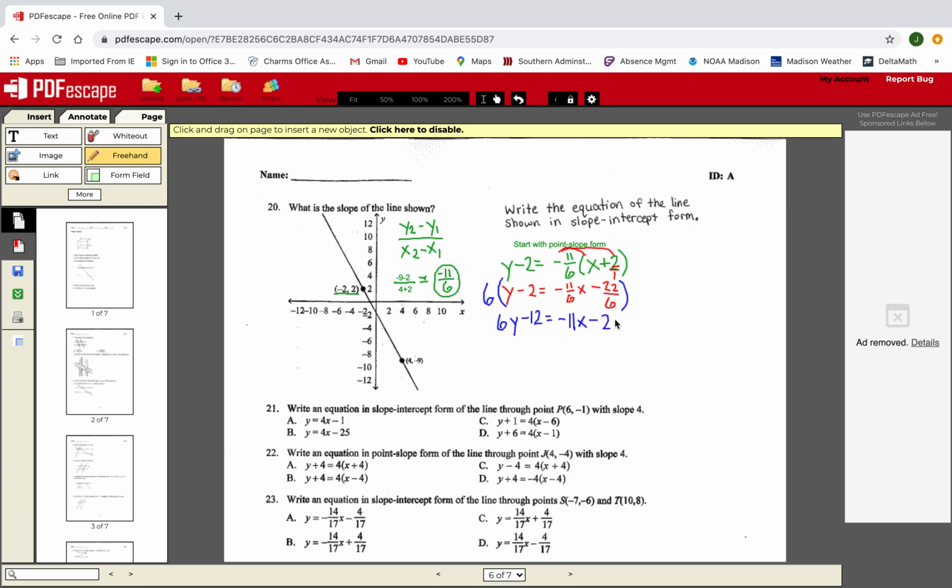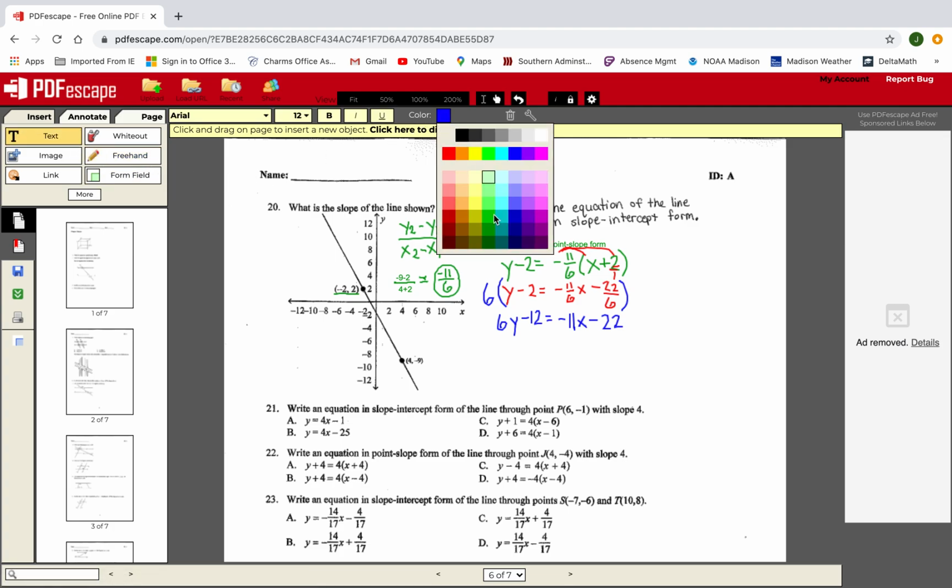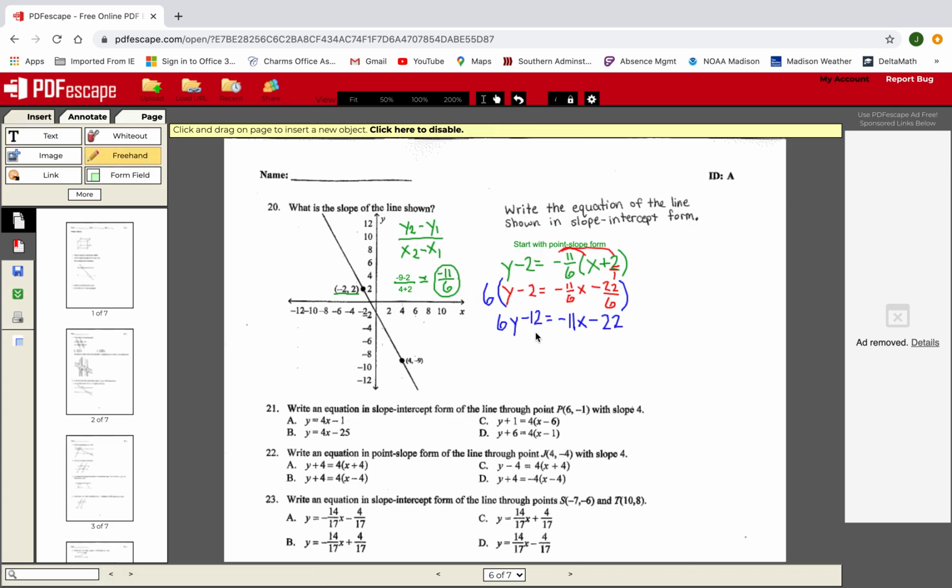Now, your fractions are going to come back. This just kind of makes it a little bit more workable at this point. At this point, this is a two-step algebra problem. So now I am going back to darker green. My next step would be to add 12 to both sides.